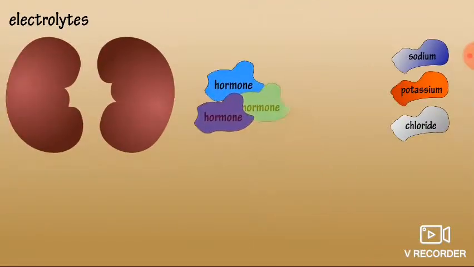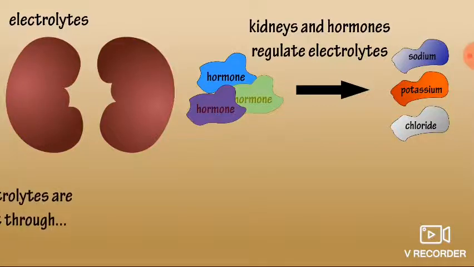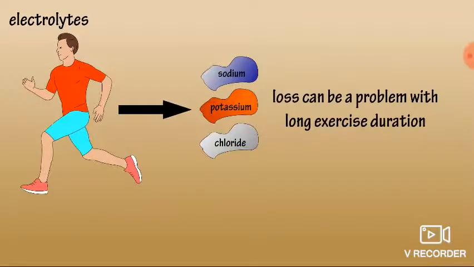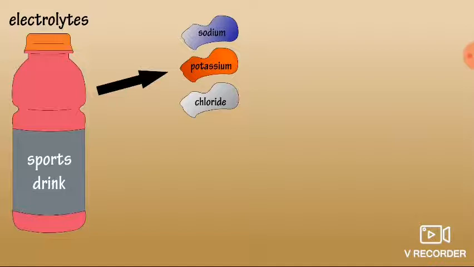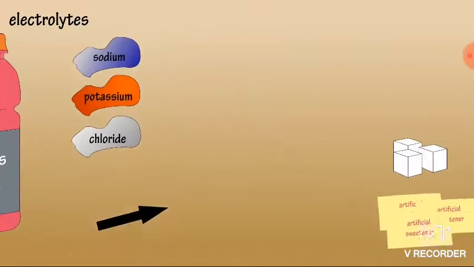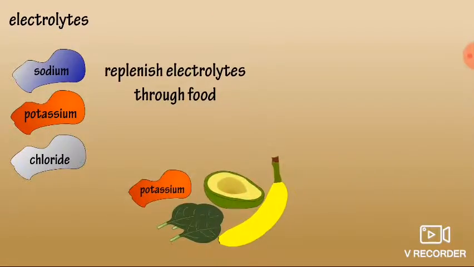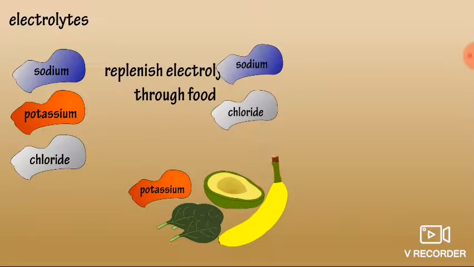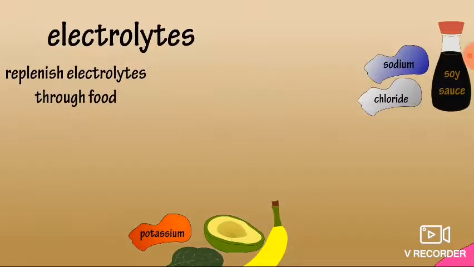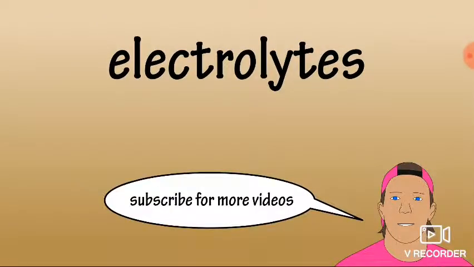Your kidneys, along with several hormones, regulate electrolyte levels. Electrolytes are lost through sweat, urine, and feces. For people exercising more than 60 minutes, electrolyte loss can sometimes be a concern. However, in most people, electrolyte deficiency is rare. Many sports drinks are high in electrolytes, but they usually contain large amounts of added sugar or artificial sweeteners. A great way to replenish electrolytes is by consuming them through foods. Bananas, spinach, and avocados are high in potassium. Sodium and chloride, or salt, is added to many foods such as sauces and soups, making their replenishment easy to achieve. And that is the basics on electrolytes.